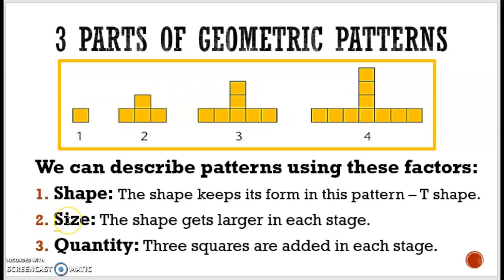Secondly, we talk about the size of a pattern. So in this pattern, the shape is getting larger in each stage, as you can notice. And thirdly, the quantity of the size. That means 3 squares are being added to the pattern in each stage.